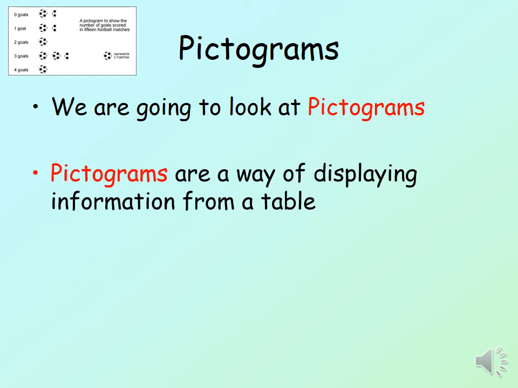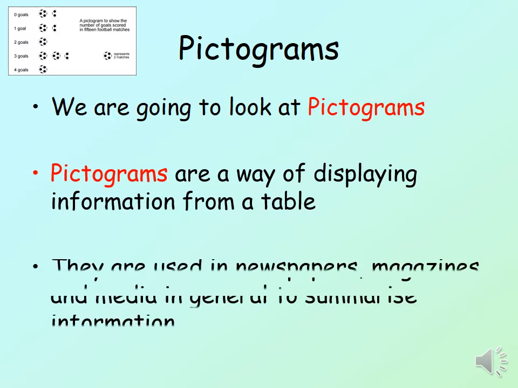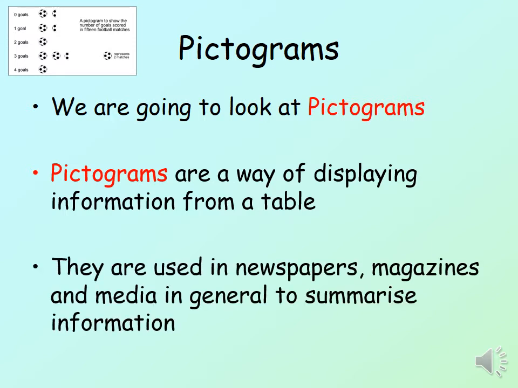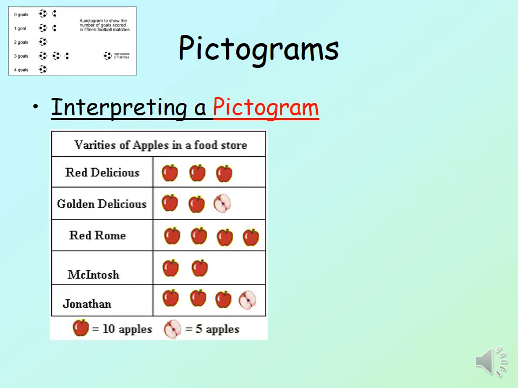So pictograms are a way of displaying information from the table that exists or we have created. So they're very widely used in newspapers, magazines and media in general, because obviously they are more pleasant to the eye rather than showing numbers. So what we have to do is to represent one picture of that item to show a number of that item, if that makes sense. So I think if you look at the table, it does.